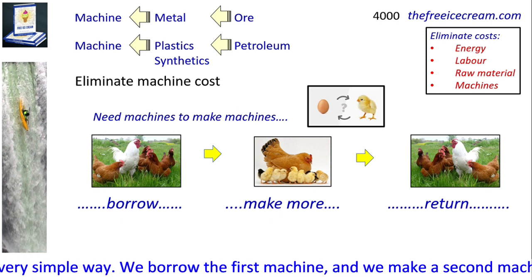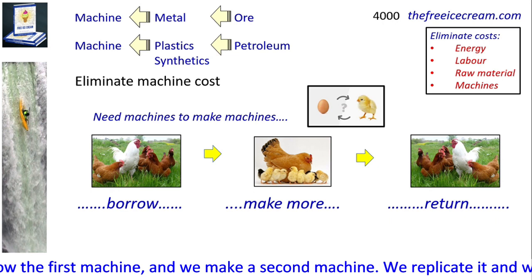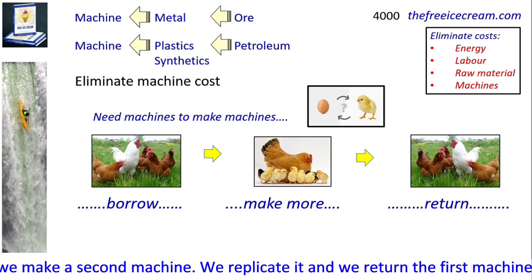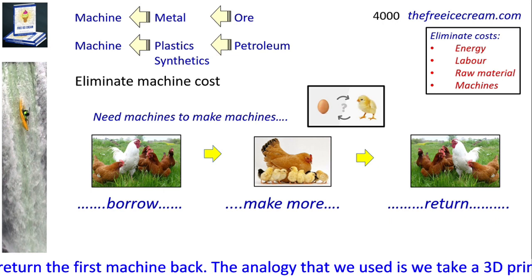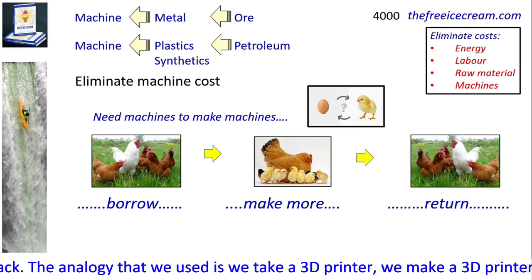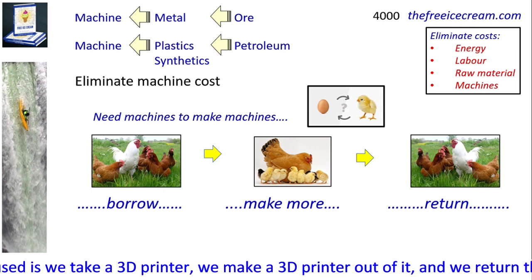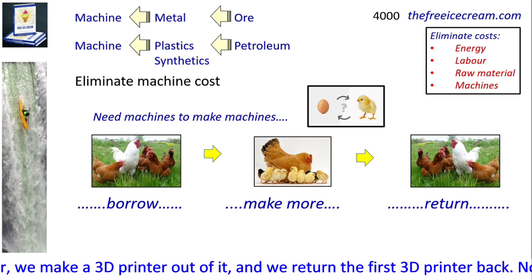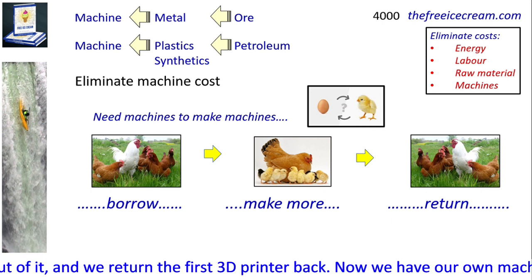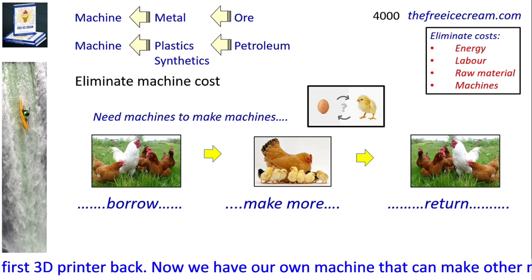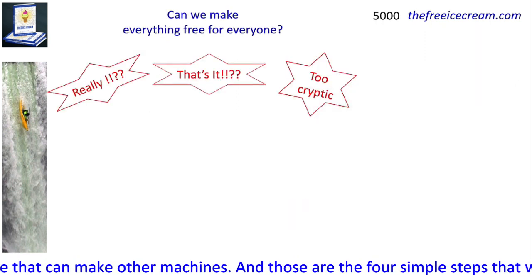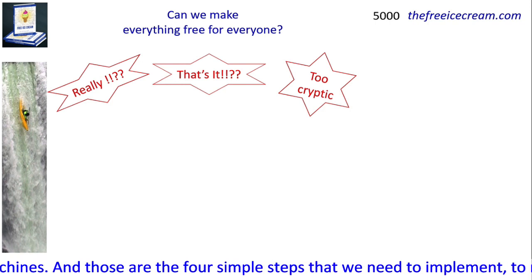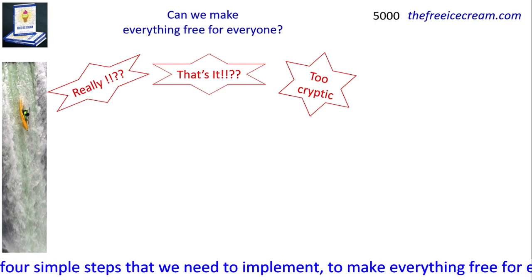We borrow the first machine and we make a second machine, we replicate it, and we return the first machine back. The analogy that we used is we take a 3D printer, we make a 3D printer out of it, and we return the first 3D printer back. Now we have our own machine that can make other machines. And those are the 4 simple steps that we need to implement to make everything free for everyone.